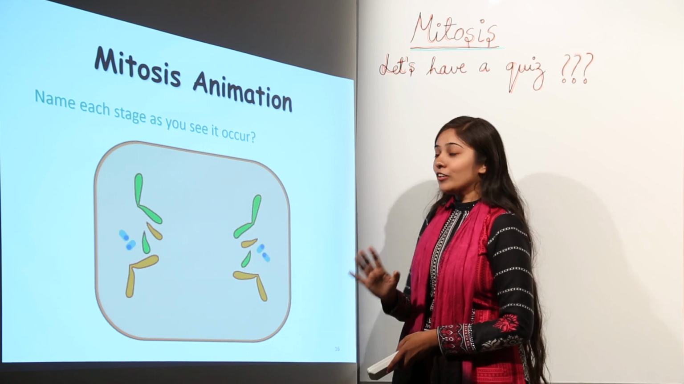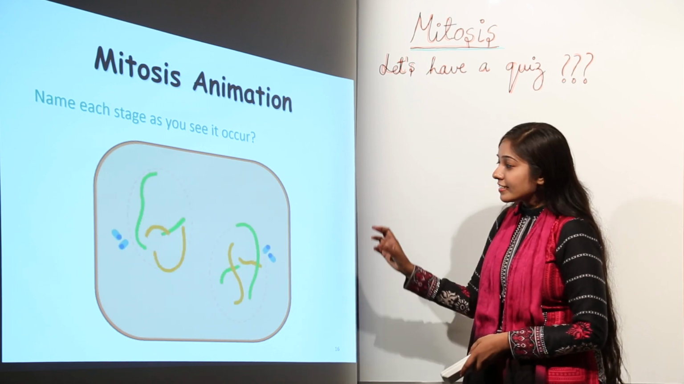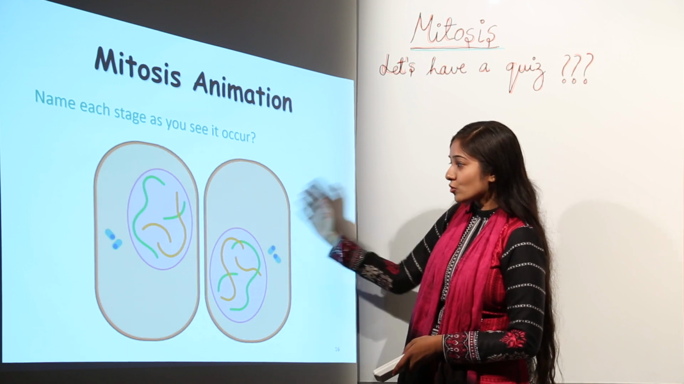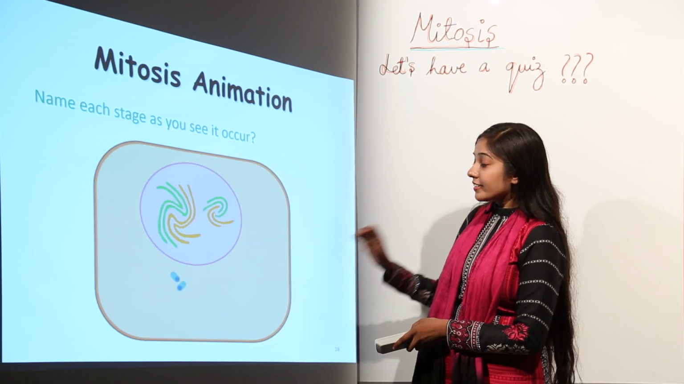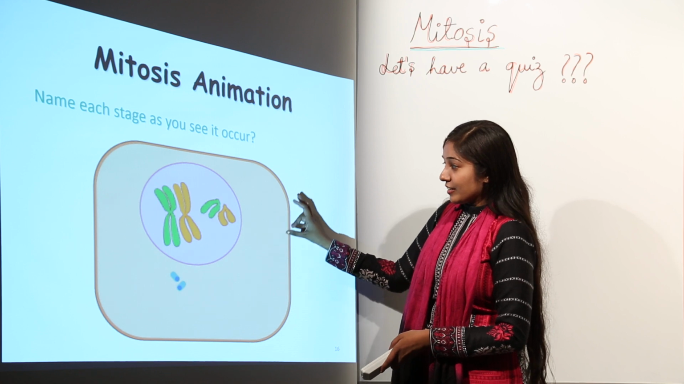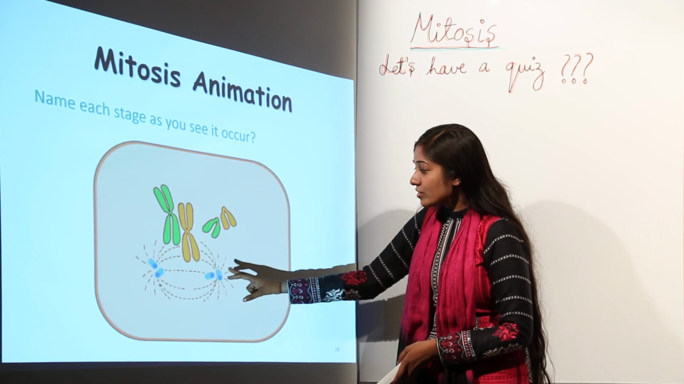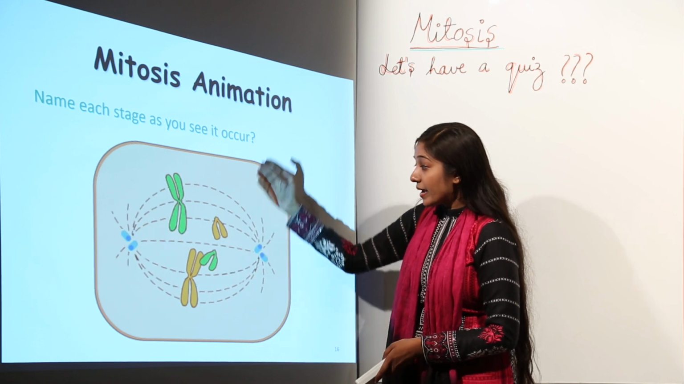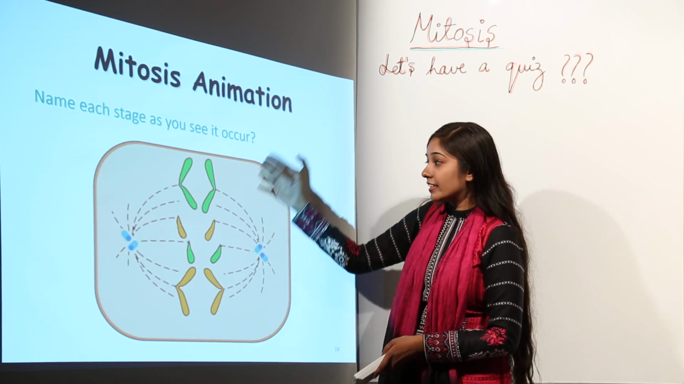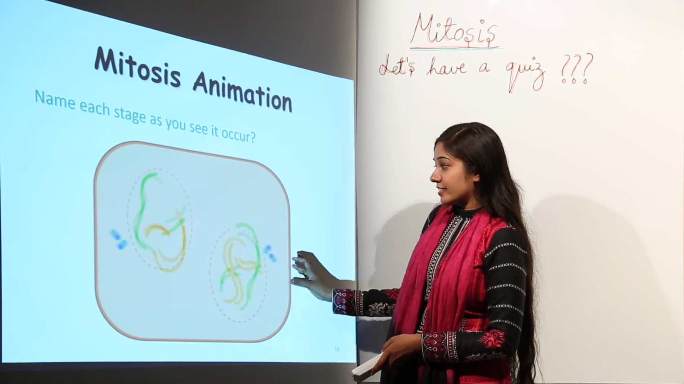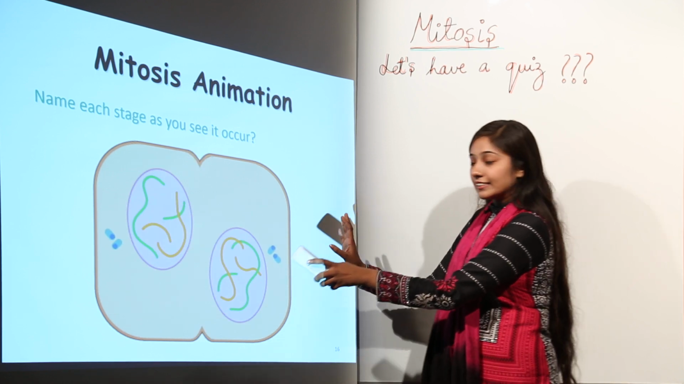I know you all know this very well. See, what is this stage? Obviously telophase. Then this is cytokinesis. Now we have two daughter cells. Now which stage is this? This is the prophase stage. Nuclear membrane is disintegrated, centrioles are moving towards poles. This is the metaphase stage because now they have arranged at the equatorial line. Then which stage is this? Telophase stage, because now karyokinesis is complete.